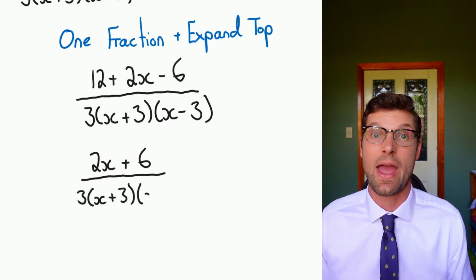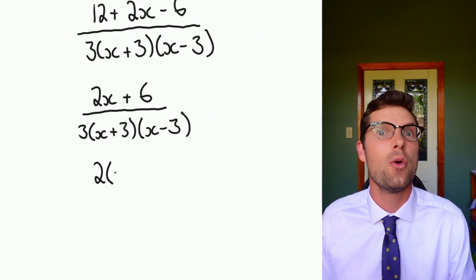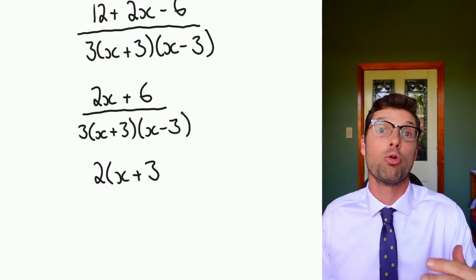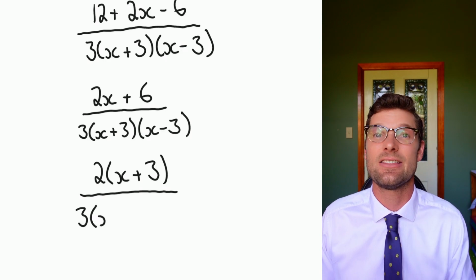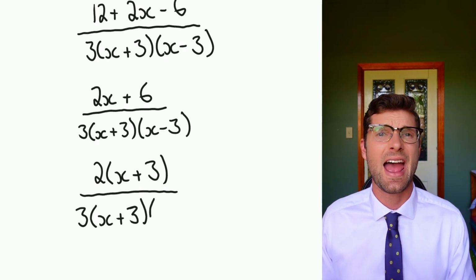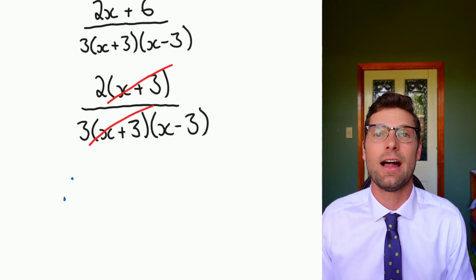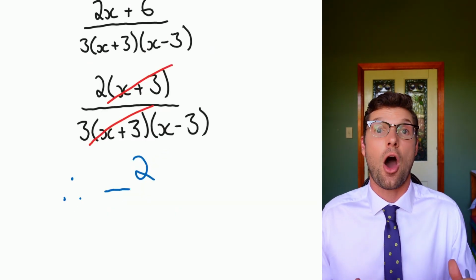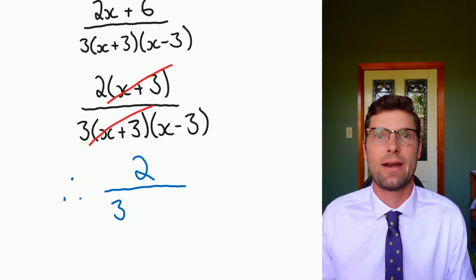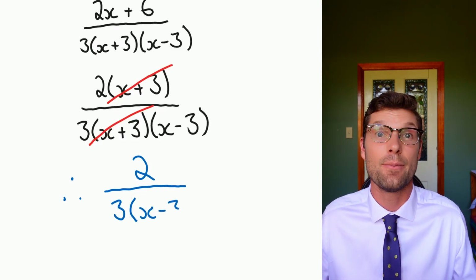I can actually take a 2 out of it to factorize it. So I've got 2(x plus 3) on the top. Rewrite this out, and then you can see that I've got an x plus 3 at the top and an x plus 3 at the bottom. You cancel these two out, and you then are left with your final answer. I've got 2 over 3(x minus 3), and then I'm done.